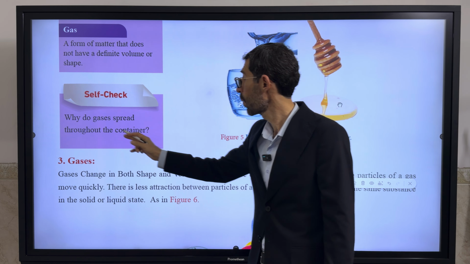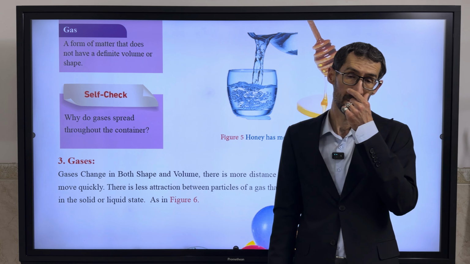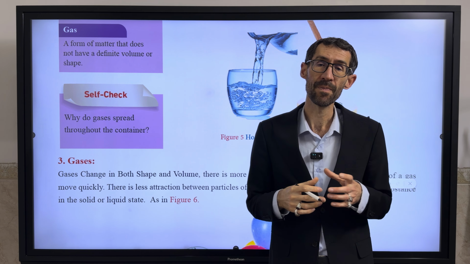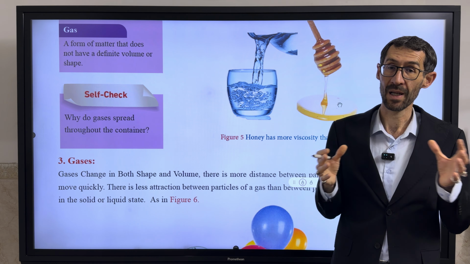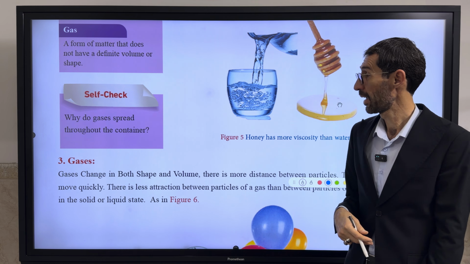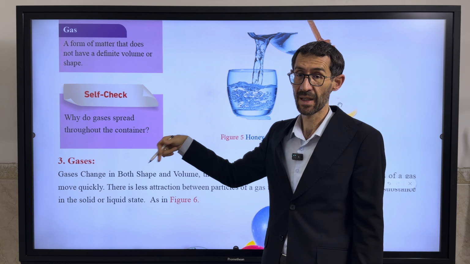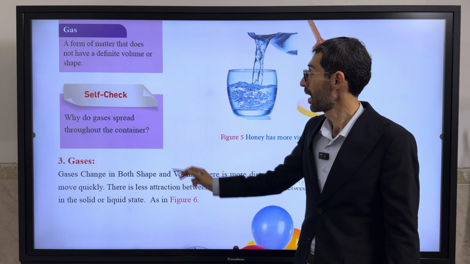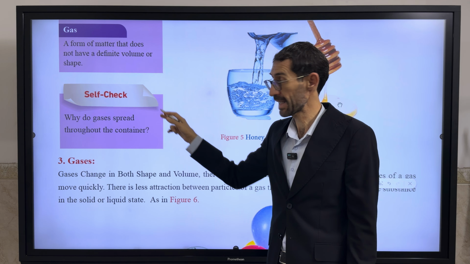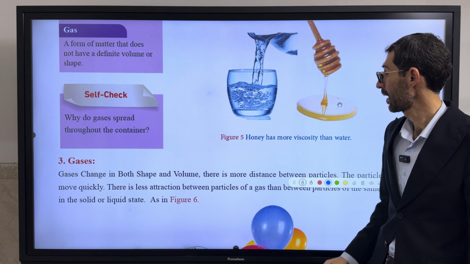And we have a self-check. Why do gases spread throughout the container? Because of the big gap, because of the separation between the particles. I want you to answer it. Actually, comment it after you watch the video. Comment your answer for me. Self-check: why do gases spread throughout the container?